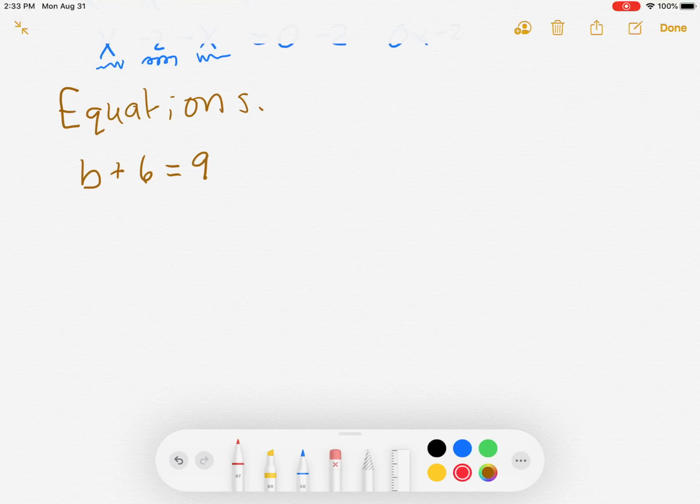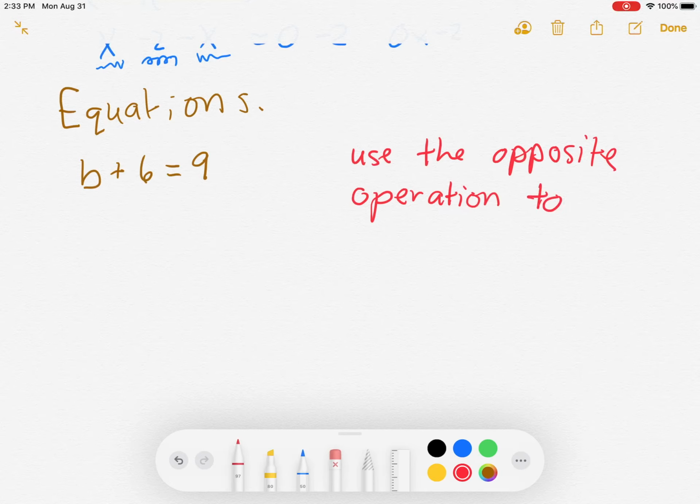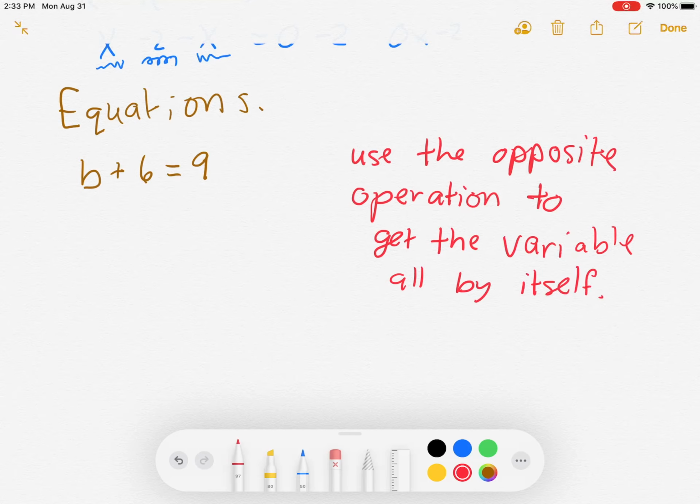However, to actually solve it, remember, we must use the opposite operation to get the variable all by itself. So in this case, what's the opposite of addition? Subtraction. Leaving b equals 3. That's what we covered today.